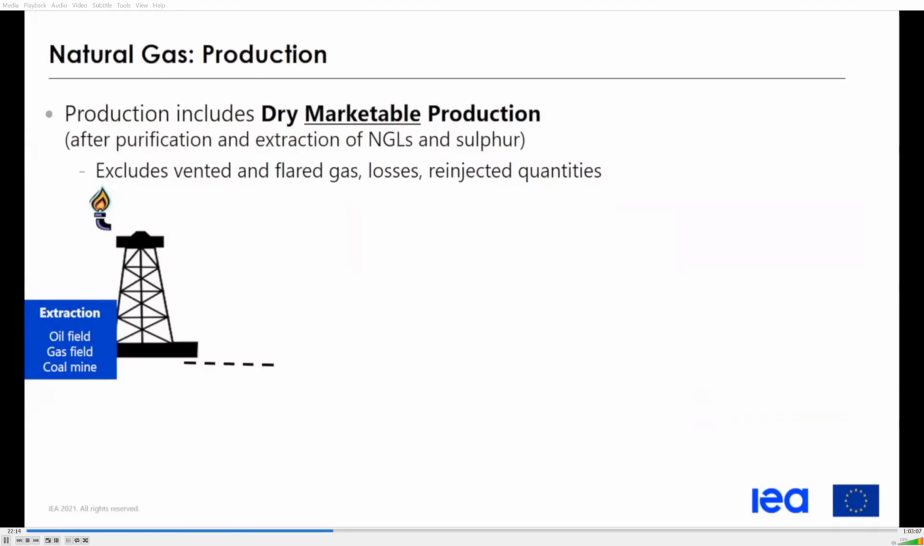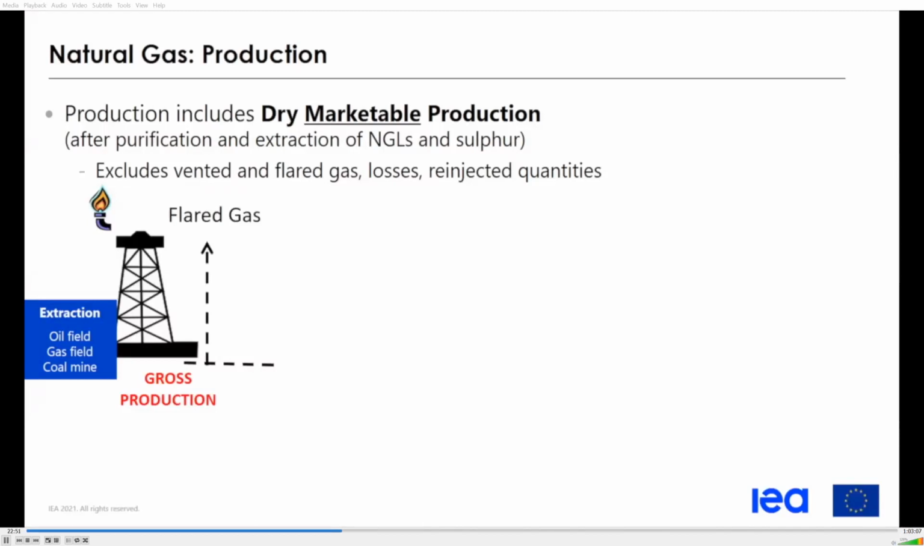Also, keeping track of re-injected quantities is not mandatory. We encourage countries to keep track of those values and especially of the flared gas, which are important for the CO2 accountability of a country. They represent a large part of CO2 emissions in the atmosphere. So we have here an extraction point. It can be an oil field, a gas field, a coal mine, and from it we have the gross production.